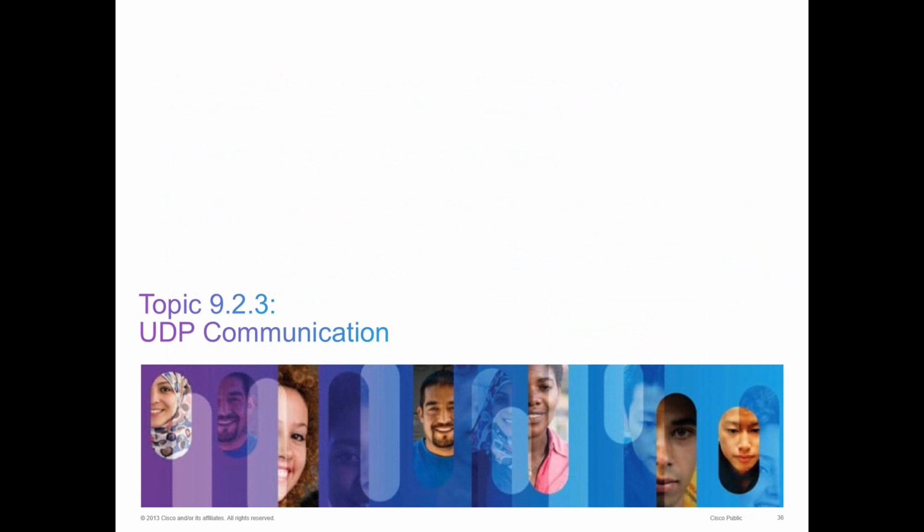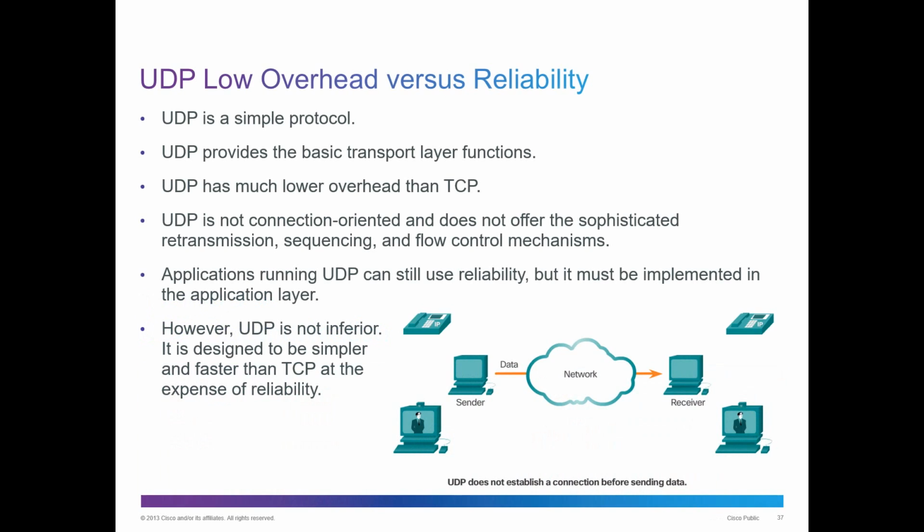And we have UDP. So UDP does have its benefits. It's just not reliable on a transport layer level, though. It can be reliable at an application layer. So UDP is a simple protocol.